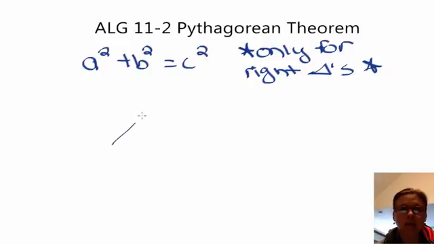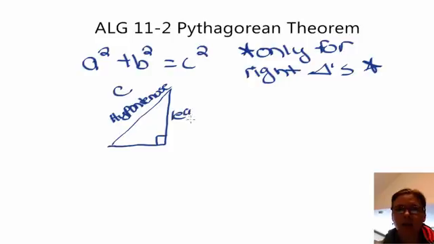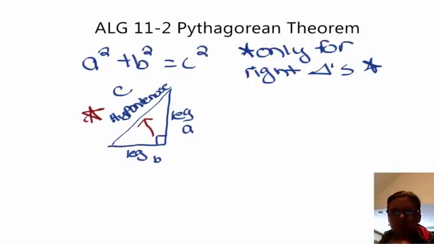The things you need to remember: if you have a right triangle, this is the hypotenuse, across from the right angle, and it's always C. The other two sides are interchangeable. They're both called legs, and they're either A or B. In this formula, A and B are the legs, and it doesn't matter which one's which. But C always has to be the hypotenuse. It's always across from the right angle. Always, always, always.